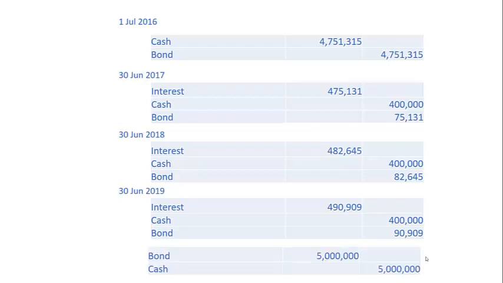Finally, we're at the end of the life of the bond, we'd repay the bond, so we extinguish the liability of $5 million by paying over the face value of the bond, which is $5 million.